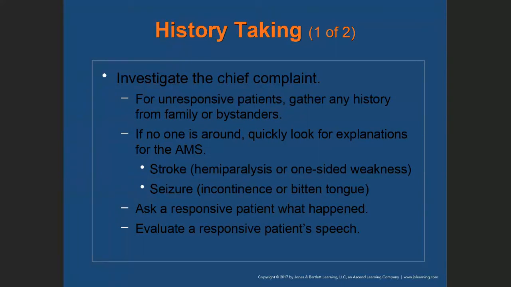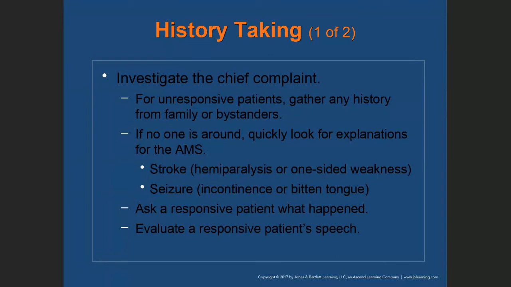Investigate the chief complaint. So we're at the history taking phase. Investigate the chief complaint for an unresponsive patient. Gather any history from family or bystanders. And remember, if they cannot give you clear information, you are going to check pupils, blood sugar, O2 sat, and make sure that you do a rapid scan on this patient.